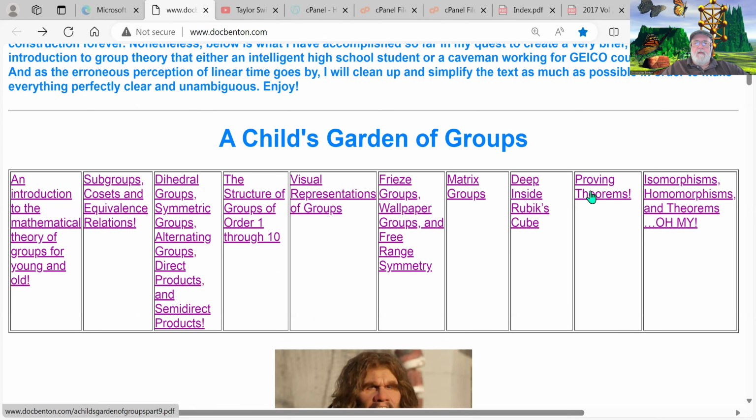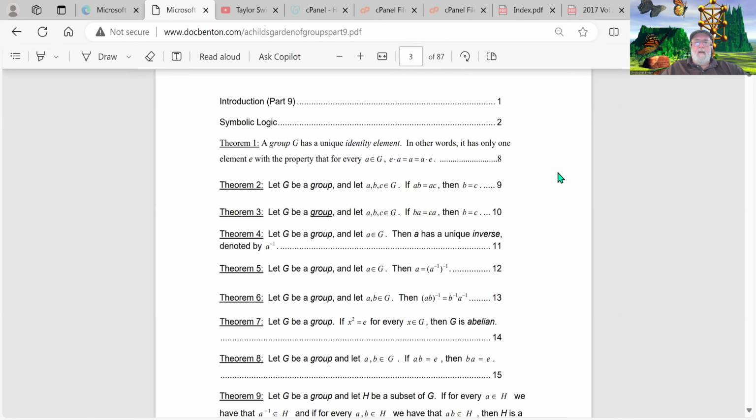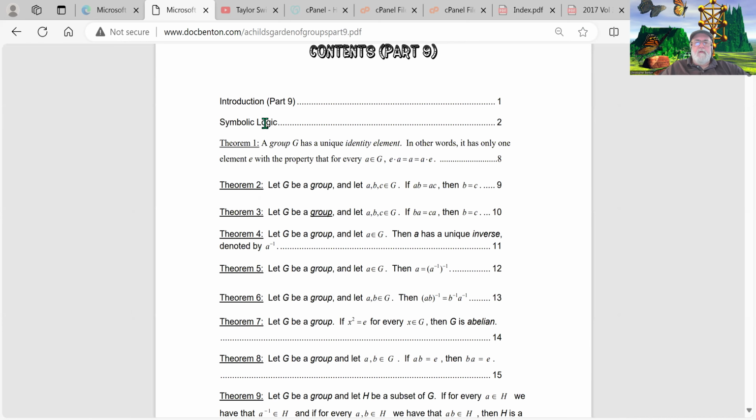And finally, I get into proving some theorems here. And I have first an introduction to symbolic logic, a few pages of that. And then I have some standard theorems which are pretty easy to prove.